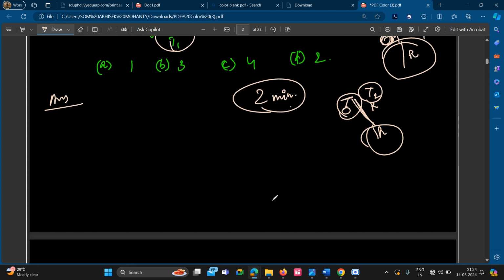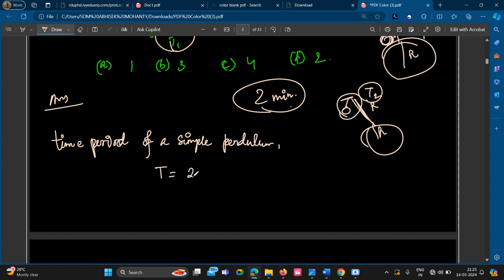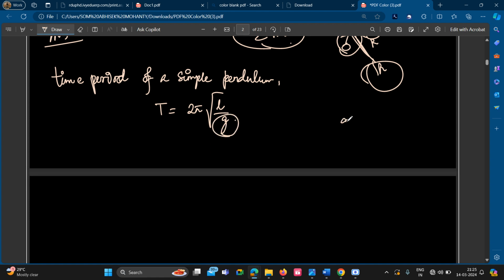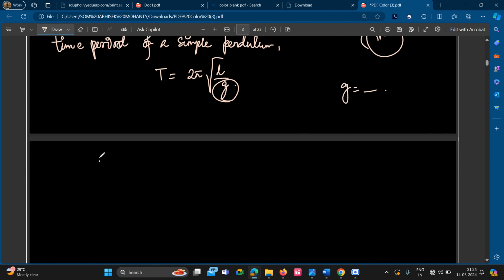Okay. So if we try to solve this question, first of all, tell me what is the time period of a simple pendulum. Time period of a simple pendulum is how much? T is equal to 2 pi root over of L by G, right? Tell me what is the value of G on the Earth's surface. Don't tell me the value 9.8. The formula for it. G is equal to what? Suppose I say G1. Okay, G1 is equal to G capital M by R square.